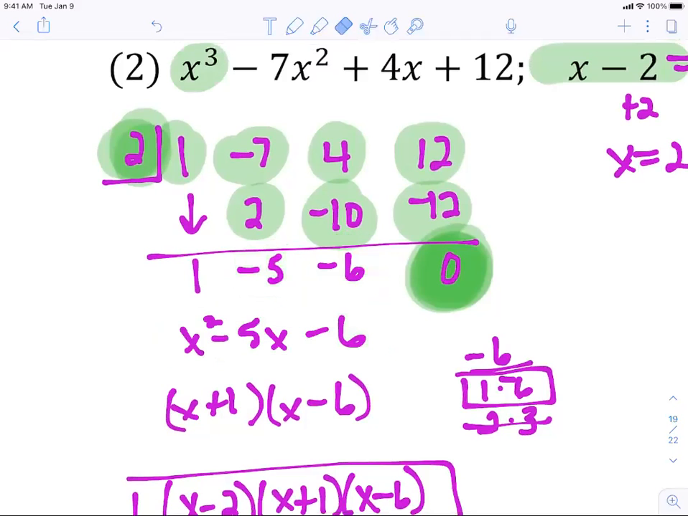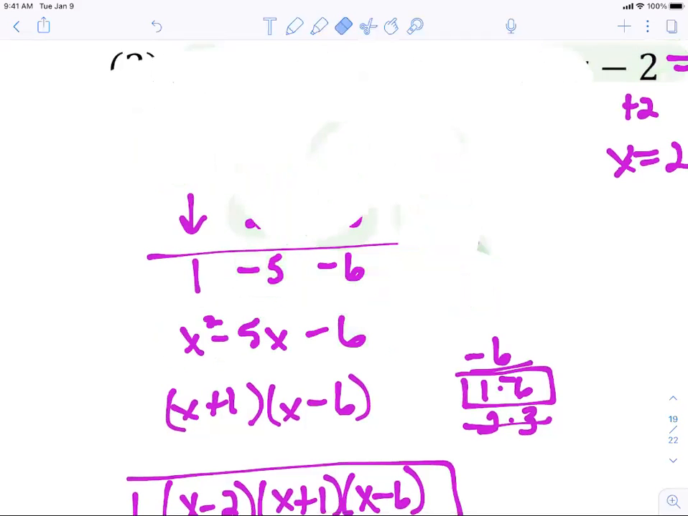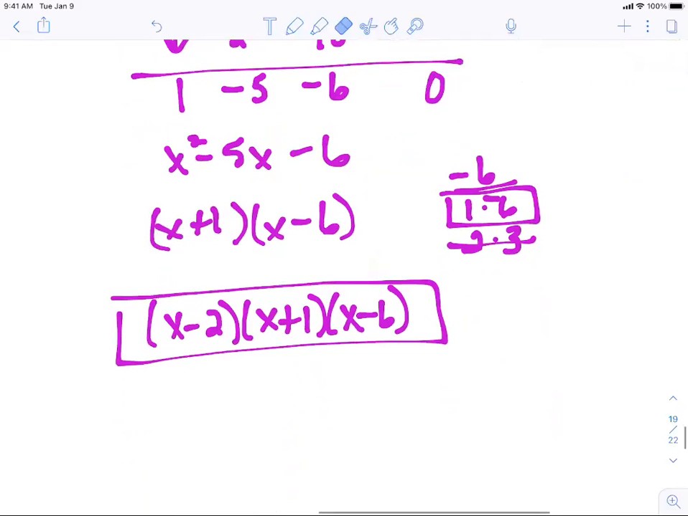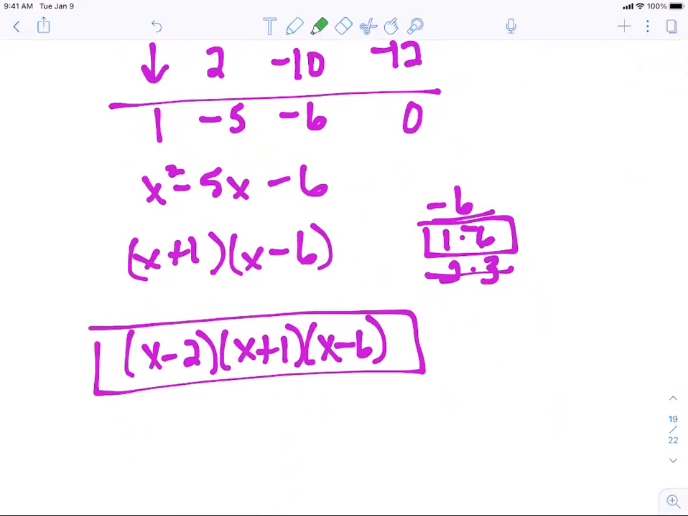All right, but really the last step was just a matter of going through and finishing factoring. So what multiplies to get me -6 that adds to get me -5? The only options are going to be a 1 and a -6. So the final factored form is this right here.